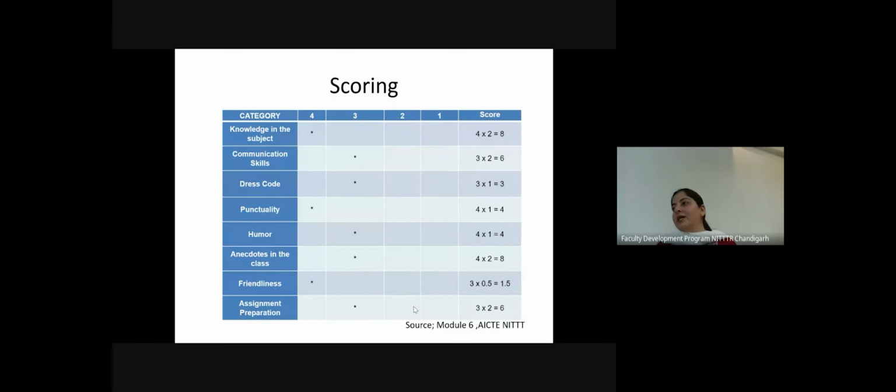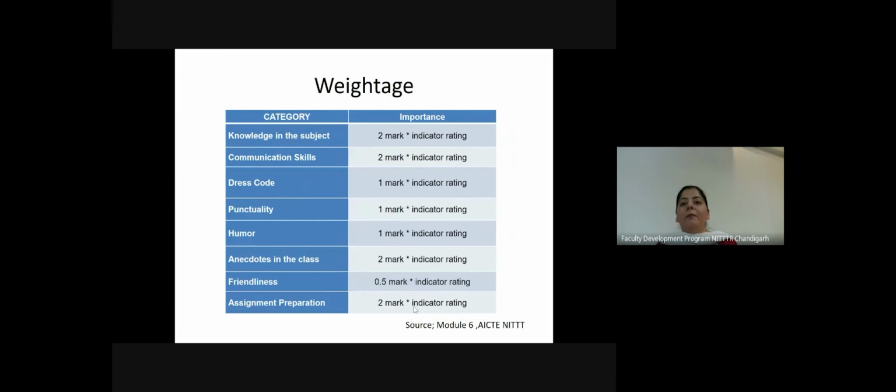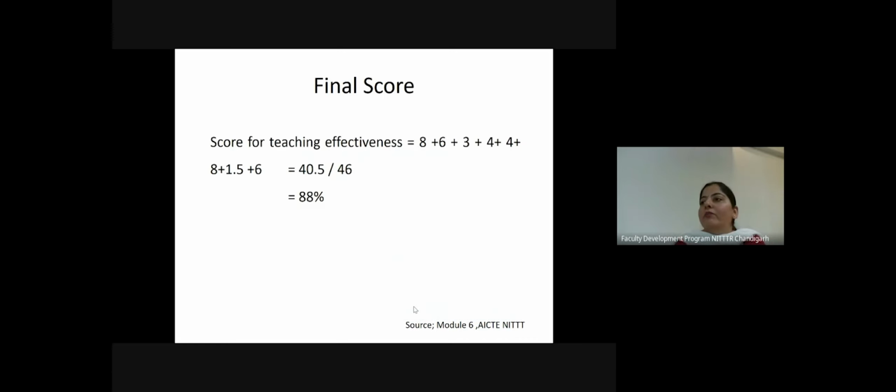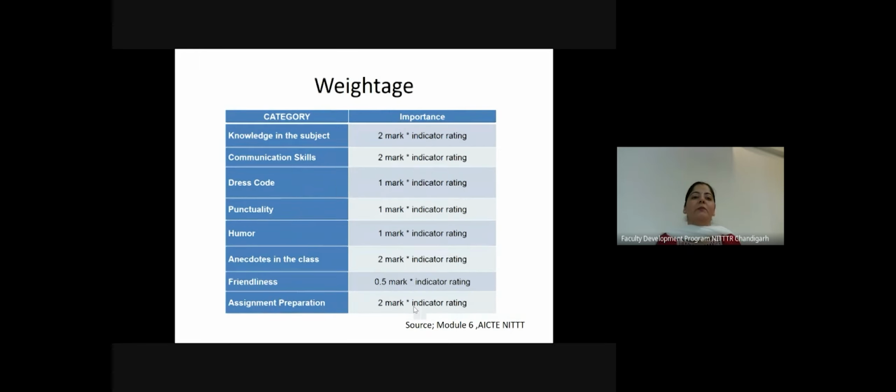सपोज मेंटर आपकी क्लास में गए कि कम टू नो कि नॉलेज ऑफ द सब्जेक्ट तो 4 है, द टीचर इज वेरी एक्सीलेंट इन टर्म्स ऑफ नॉलेज, तो उन्होंने आपको 4 मार्क्स पे टिक कर दिया. आपके टोटल मार्क्स कितने आएंगे? 4 into 2. नॉलेज में कितने मार्क्स हो गए आपके? 8. कम्युनिकेशन कितनी है? 3. 3 into 2 6. ड्रेस कोड को भी 3 मार्क्स दिए हैं, 3 into 1 3. तो टोटल आपका कितना स्कोर हो गया? 40.5 आउट ऑफ 46. तो आपकी टीचिंग इफेक्टिवनेस कितनी है? 88%. तो एनालिटिकल काइंड ऑफ रूब्रिक में क्या होता है?